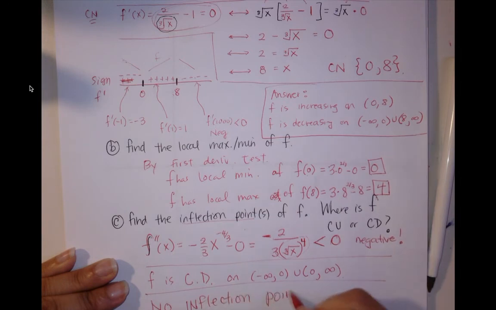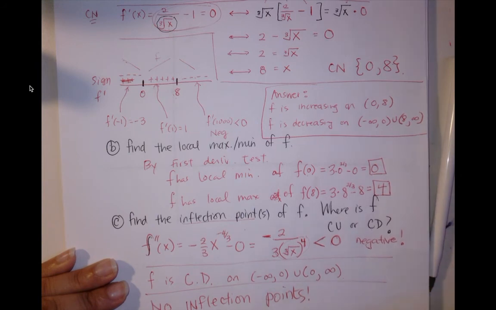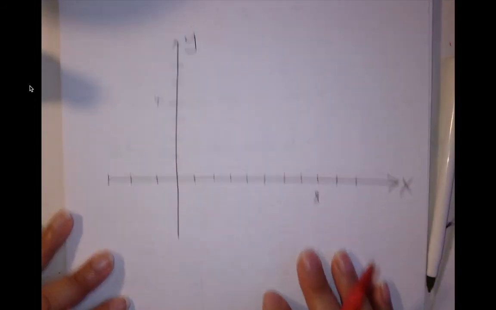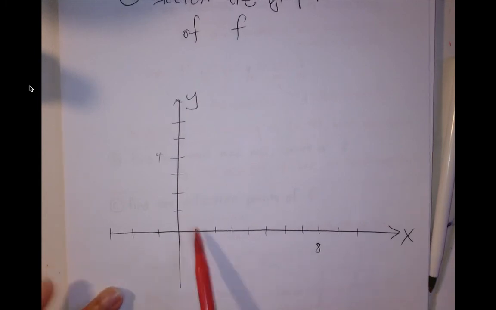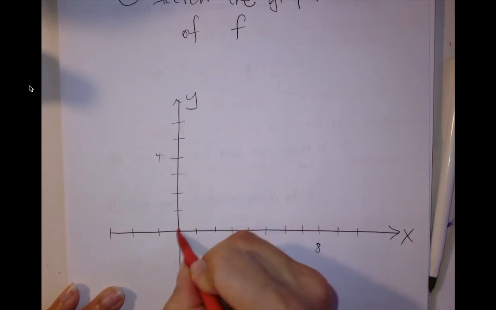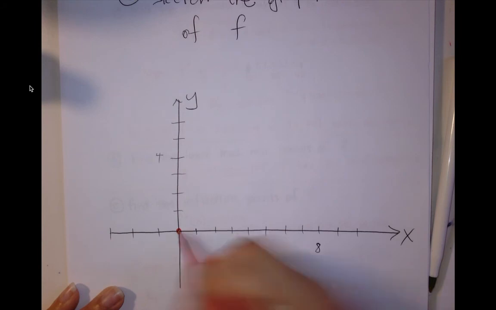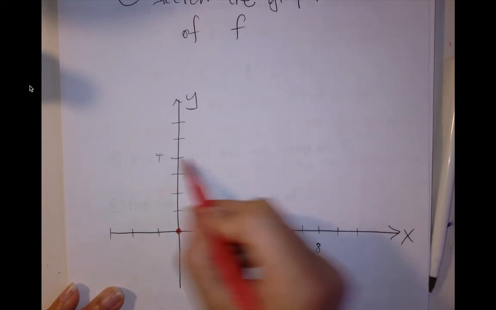Because in order to have an inflection point, the derivative had to change from positive to negative or negative to positive, but this derivative is never even positive. The last thing I'm going to do is just quickly sketch the graph of the function. As I said before, I usually start by graphing the maxes and mins. So the local min is 0, 0. The local max that we got was 8, 4.